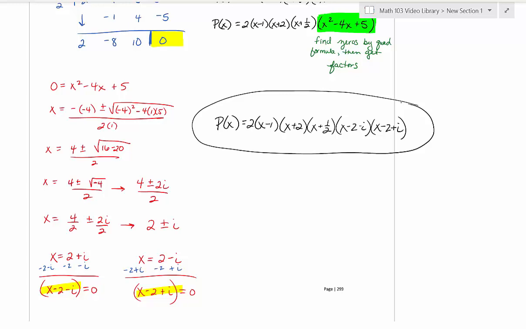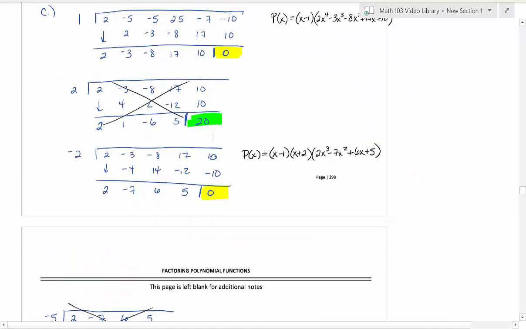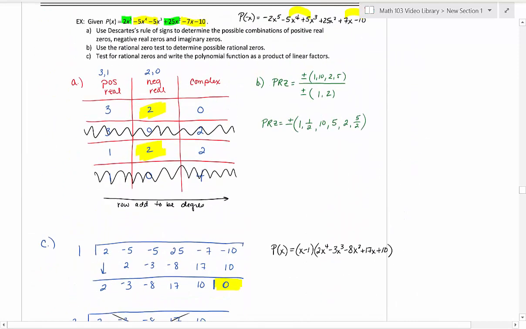Just to bring our attention back to our chart, notice that we ended up with this option right here. We ended up with 1 positive real zero, 2 negative real zeros, and 2 complex zeros.